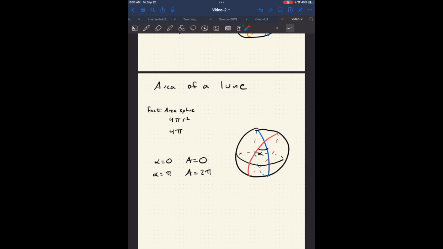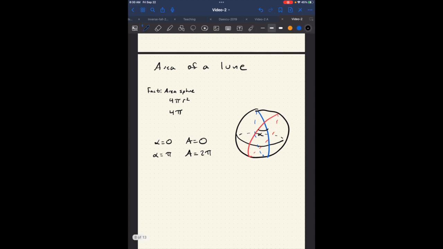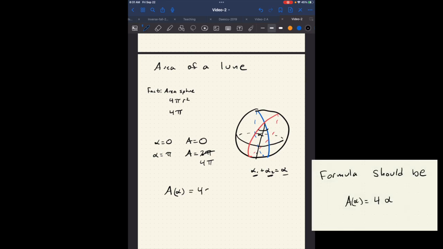Okay, and another thing to observe is that this is linear. If we split our angle into 2, alpha 1 plus alpha 2 equals alpha, the area of the loon formed by alpha 1 plus alpha 2 is equal to the area of the loon formed by alpha. So this thing is linear. So actually I'm going to say not 2 pi, let's say 4 pi, to count both copies of this thing. And so we'll say the area of our loon with angle alpha is going to be 4 pi.